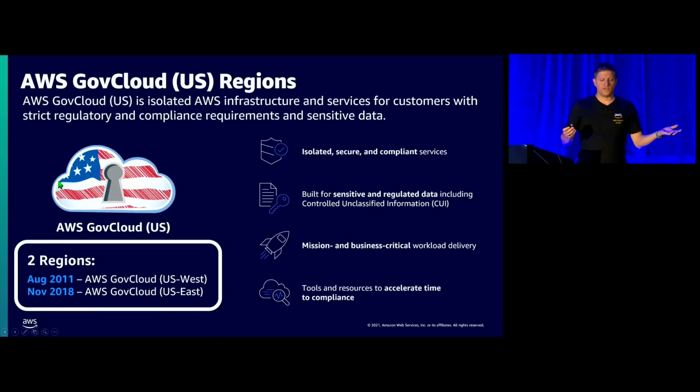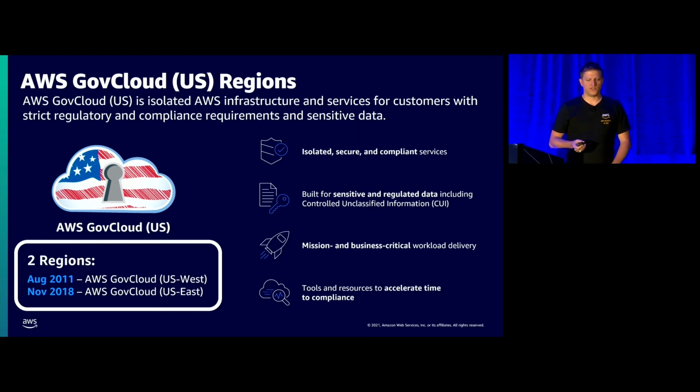So AWS GovCloud US is where you can deploy your workloads to achieve these higher levels of accreditation. GovCloud is isolated AWS infrastructure and services for customers with strict regulatory and compliance requirements and sensitive data. AWS GovCloud US regions are built and operated to meet the same high security and compliance requirements as all other AWS regions, while also addressing specific US federal government requirements designed to protect controlled unclassified information, personally identifiable information, export controlled data, and other forms of sensitive information.